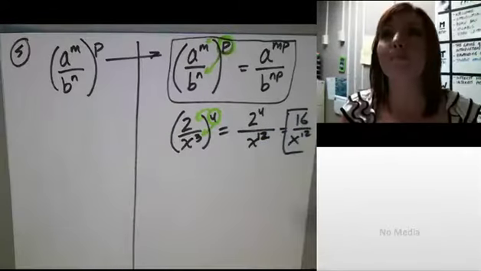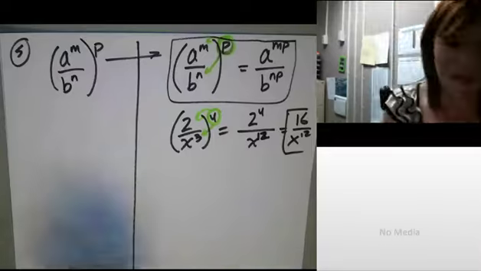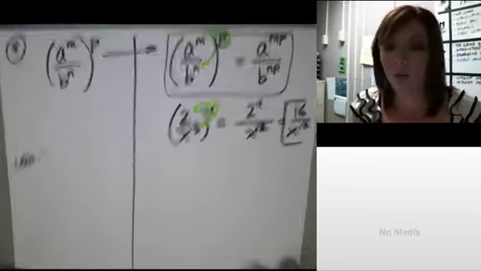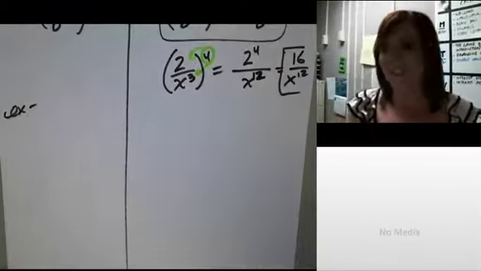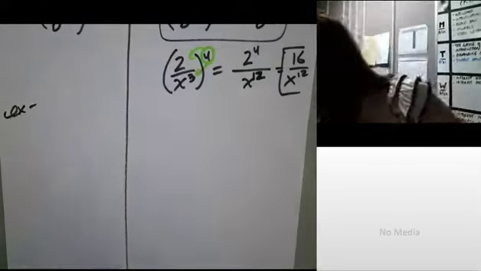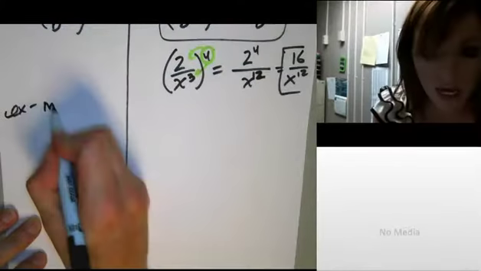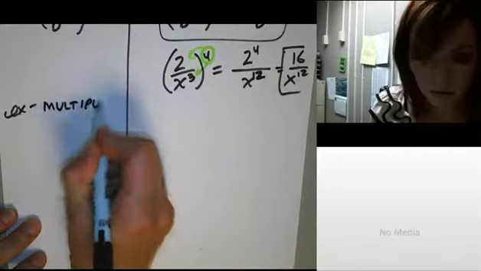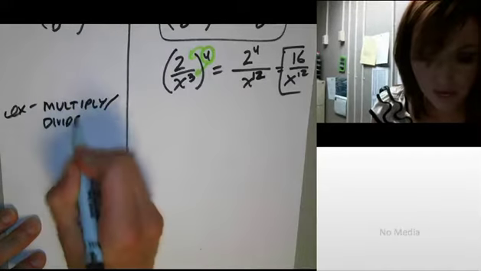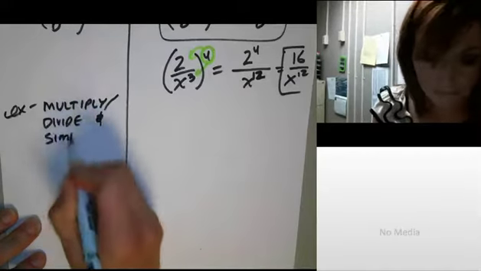Okay, how are we doing on questions, you guys? Good? Okay, let's go through some examples. If you would like to be on camera, this is your chance. Okay, here we go. We are multiplying or dividing and simplify.